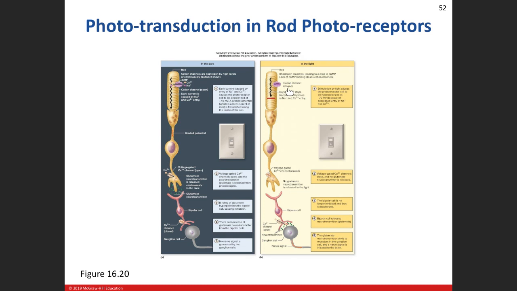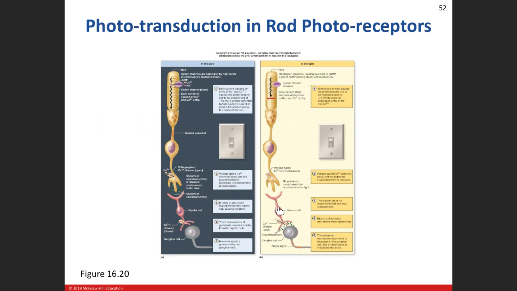Well, those are now closed, okay? So now the cell is no longer depolarized. It stops releasing its neurotransmitter because those voltage-gated calcium channels close down. So it's no longer releasing its neurotransmitter, so it's no longer hyperpolarizing the bipolar cell.